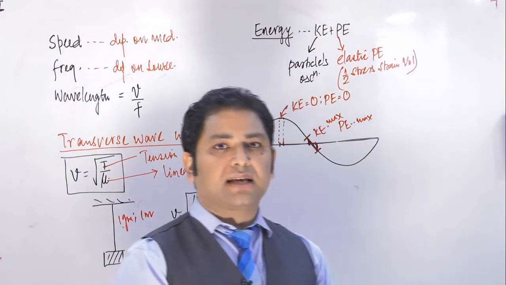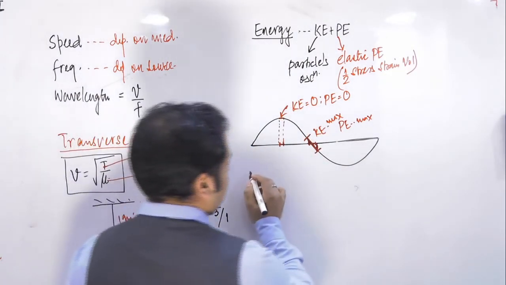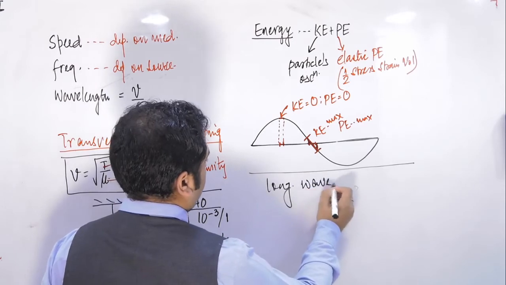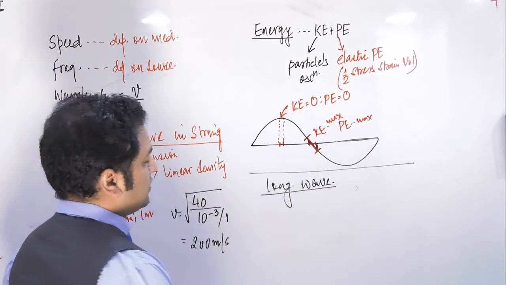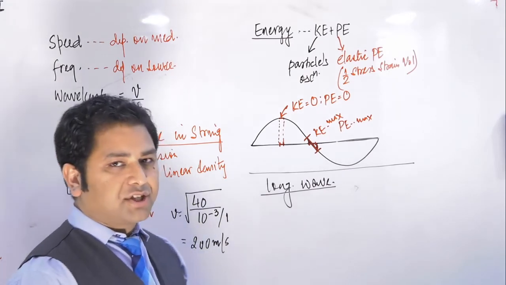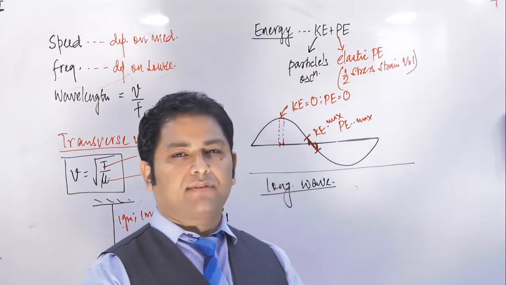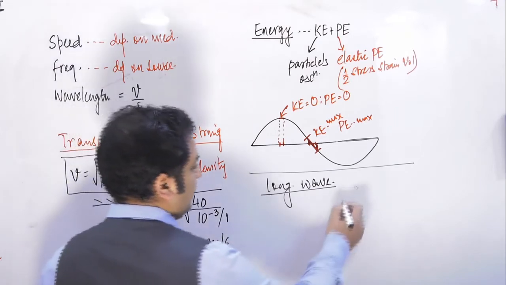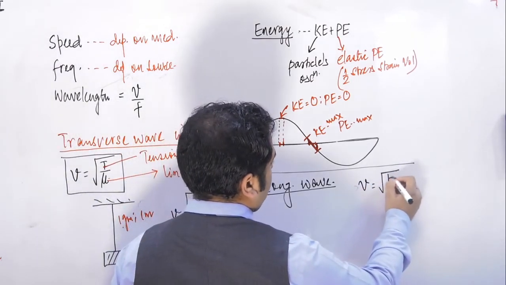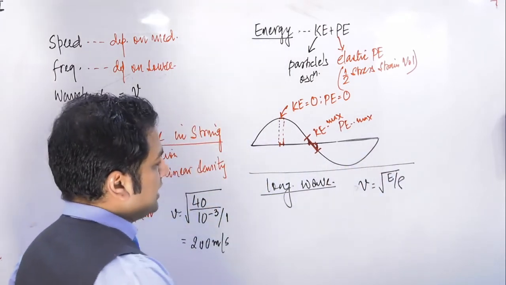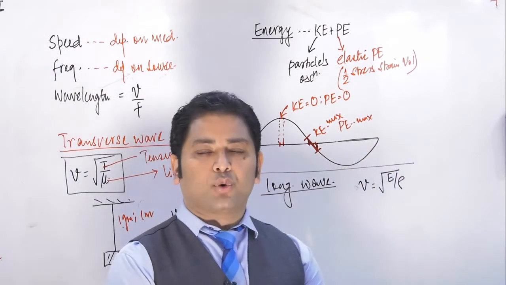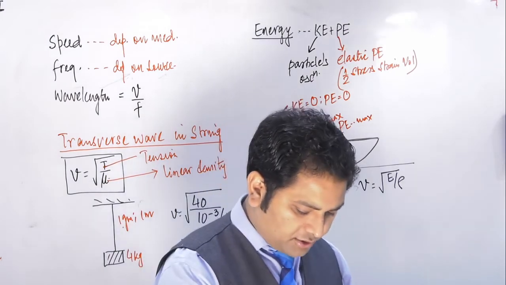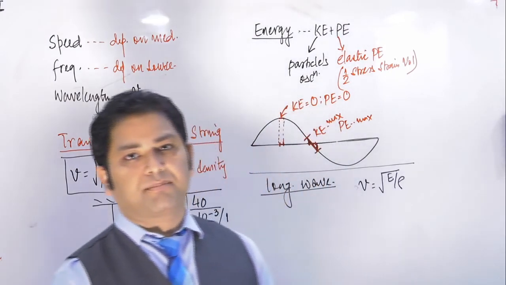Now let's come to the case of waves in a general medium. I'm talking about the longitudinal wave. A longitudinal wave is there in solid, liquid as well as gas, and we would directly say that the velocity is under root of E divided by rho, where E is the modulus of elasticity and rho is the density of the medium. So that is how the speed of a longitudinal wave depends upon the medium.